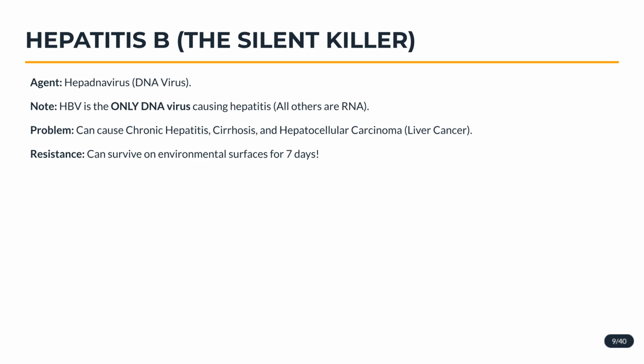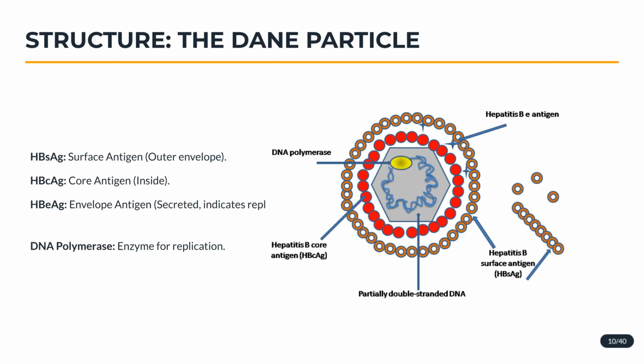Key antigens include HBsAg, the surface antigen, HBcAg, the core antigen, and HBeAg, which indicates active viral replication. HBV is transmitted parenterally through blood products or contaminated instruments, sexually, and vertically, from mother to child, which is the most common route in endemic areas. It can also spread horizontally through close household contact.